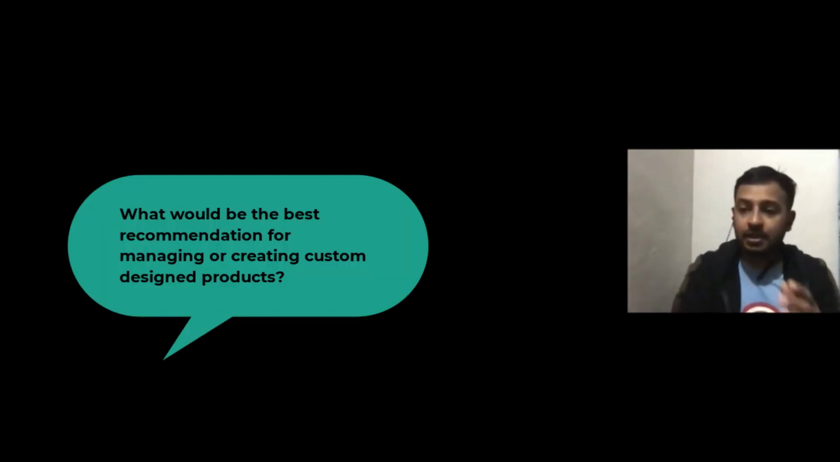There is a question in chat from Toddy: what would be the best recommendation for custom design products? Of course, the composite items feature. So custom design products can be done inside the composite items feature.